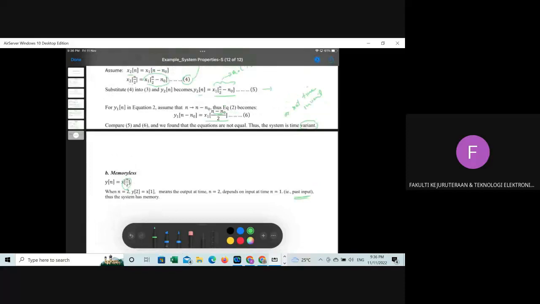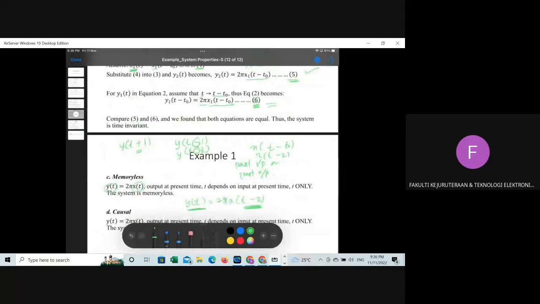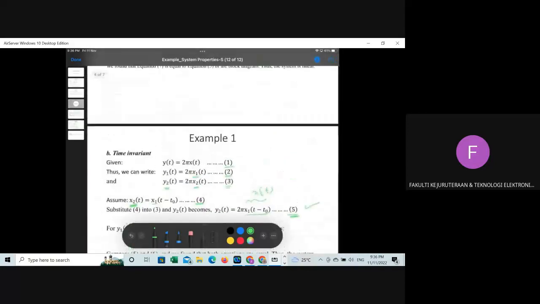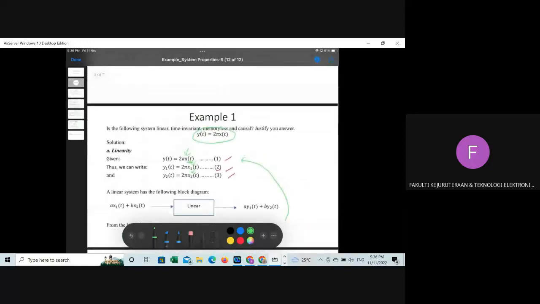This is the only type of question we can ask for system properties, to check for causal and to check for memoryless. That one is just based on definition. For time invariance and linearity, you can use the methods or the steps here to prove whether the system is linear or not linear, time invariant or not time invariant. So we've done that. And actually I have uploaded all the answers for you to check.